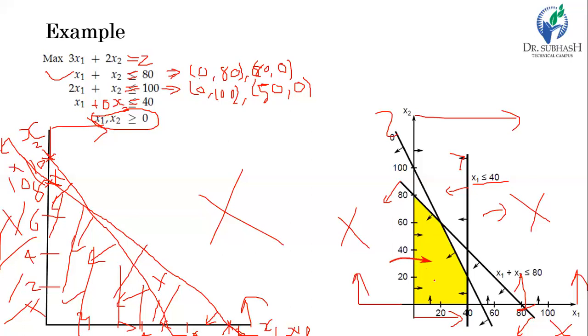So now, how to get the solution from that? For that, just consider the extreme points or the corner points of this feasible region. One corner point is the origin, say (0, 0). Another extreme point, or corner point, is here, which is (0, 80).